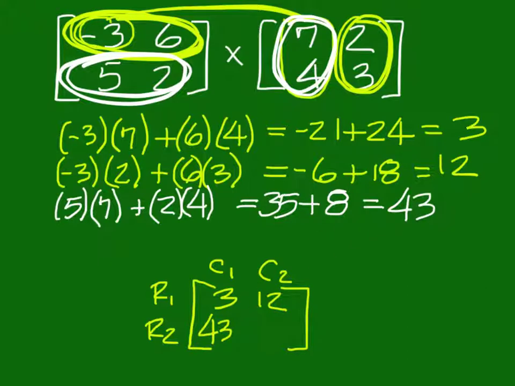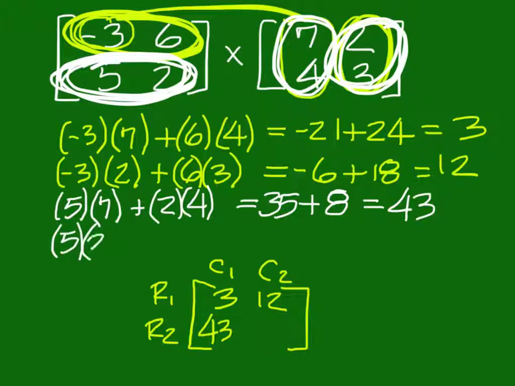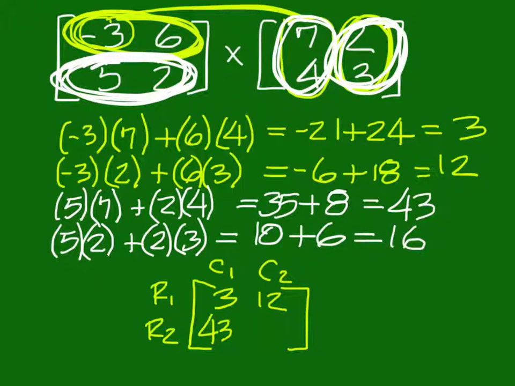And then finish it off by staying with that second row and then multiplying by the second column. So that one is 5 times 2 and plus 2 times 3. That would be 10 plus 6, which is 16. So since we did row 2, column 2, the answer goes in row 2, column 2, 16.